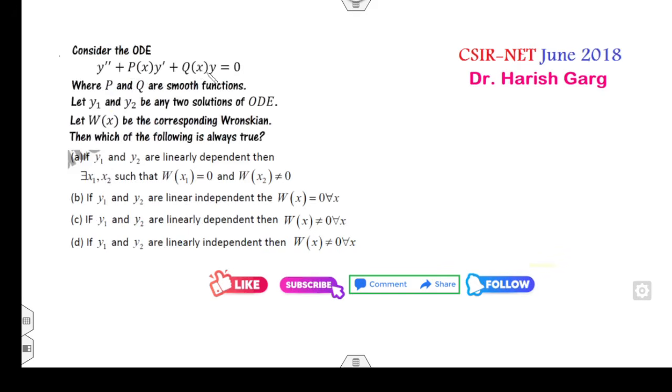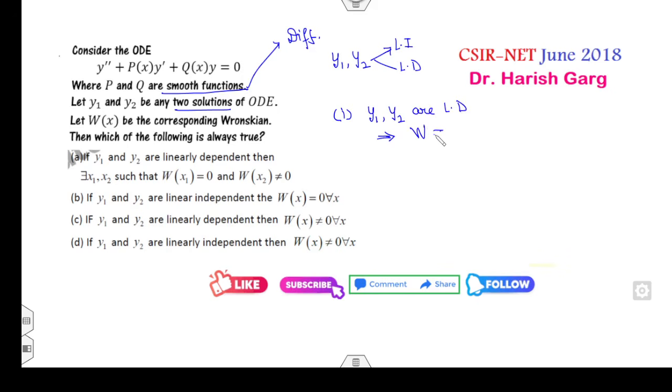Y double dash plus P are the smooth functions. Smooth function means you can say it's differentiable. Y1 and Y2 are the solutions. Solution बोला है, it may be LI, it may be LD. Fine. W is the corresponding Wronskian. First option. Y1, Y2 are LD. What does it mean? The Wronskian is 0 for all x.